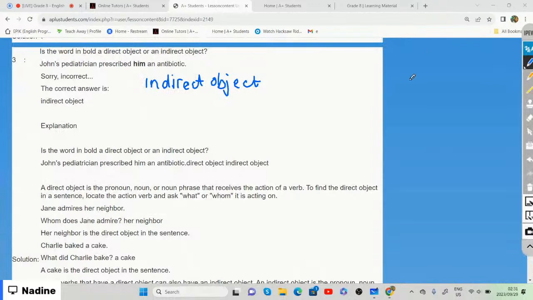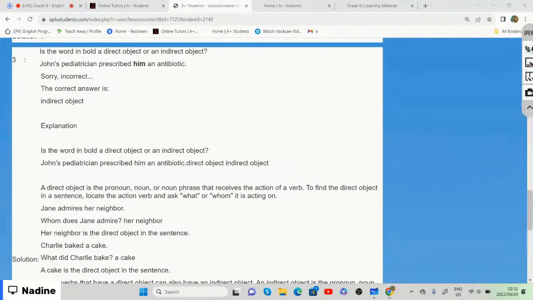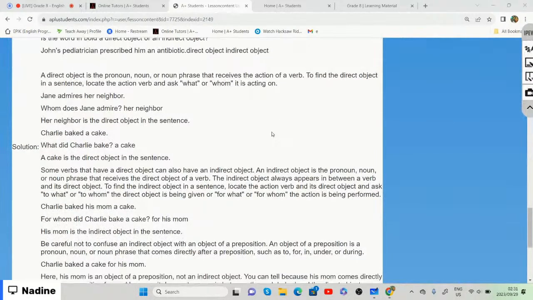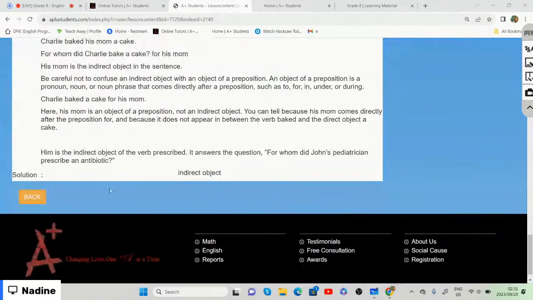So it's an indirect object, and we had to say for whom it was prescribed, or for whom the pediatrician prescribed the antibiotic. So you need to ask yourself for whom or to whom, for what or for whom. So him is the indirect object of the verb prescribed and answers the question, for whom did John's pediatrician prescribe an antibiotic?